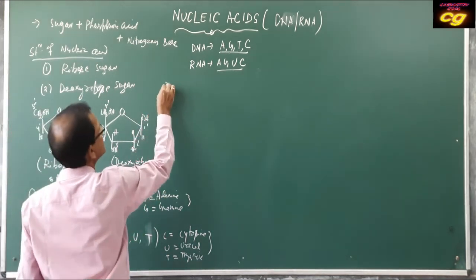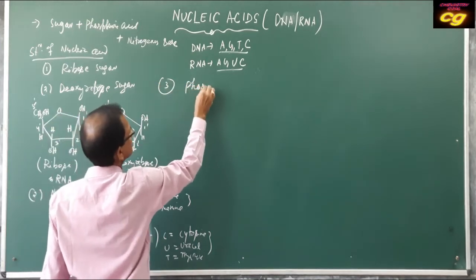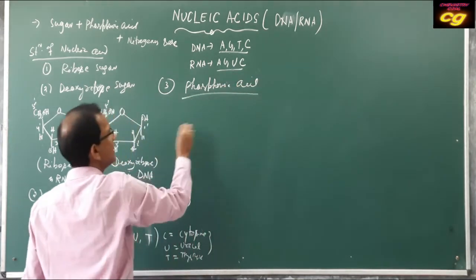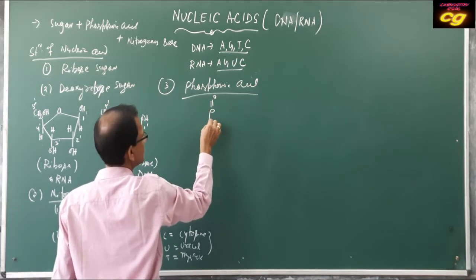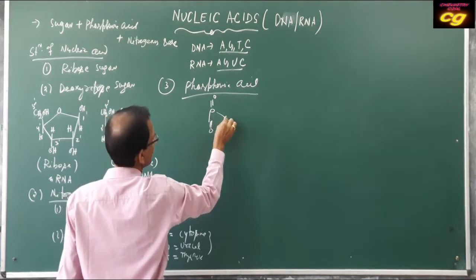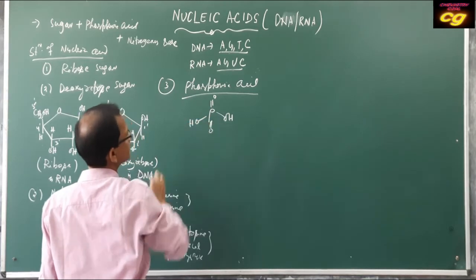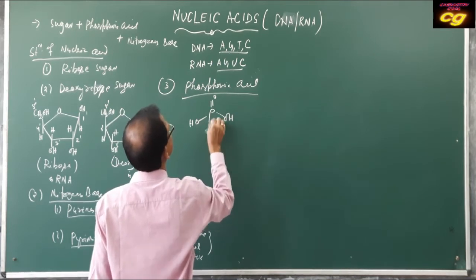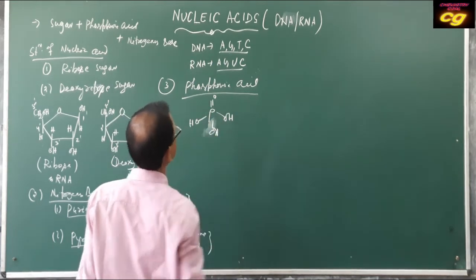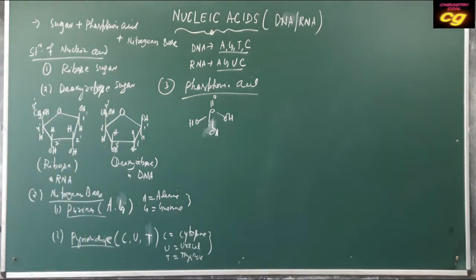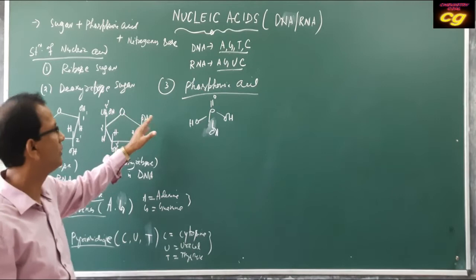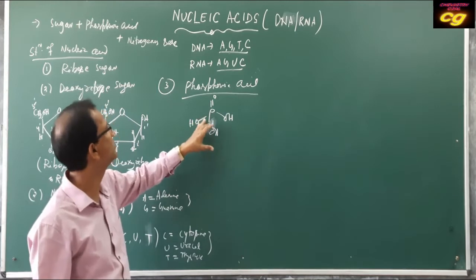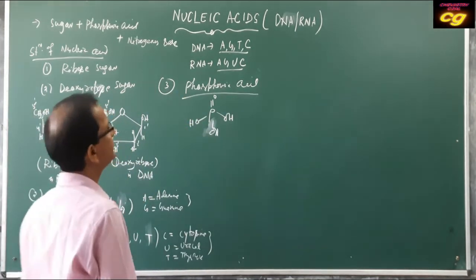The third component is phosphoric acid. This is the structure of phosphoric acid. It is available in DNA in the form of phosphate, attached to the sugar. We will discuss the bond between the phosphoric acid, sugar and base.